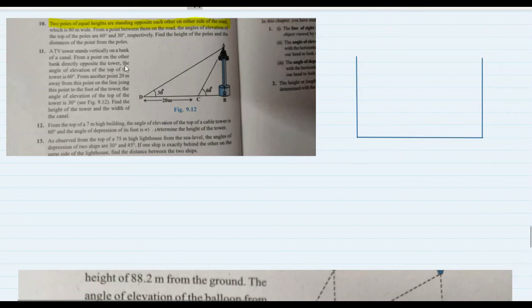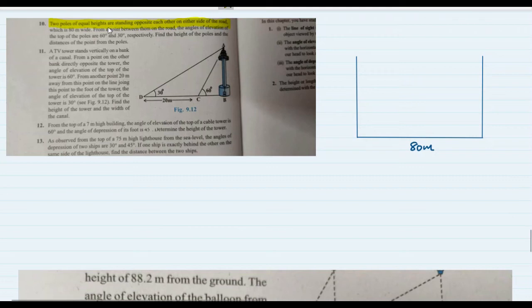Okay, so let's say that these are the two poles of equal heights standing on opposite sides of the road, which is 80-meter wide. So this road is 80-meter wide. From a point between them on the road, now there is a point somewhere in between. We don't know where, but they've given a hint.